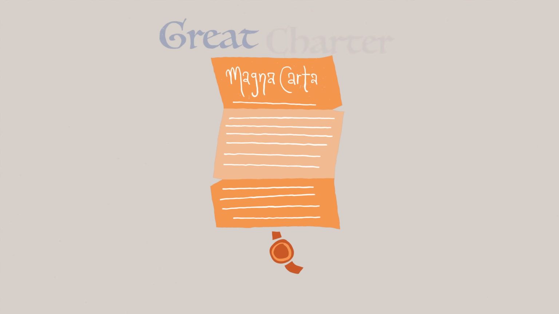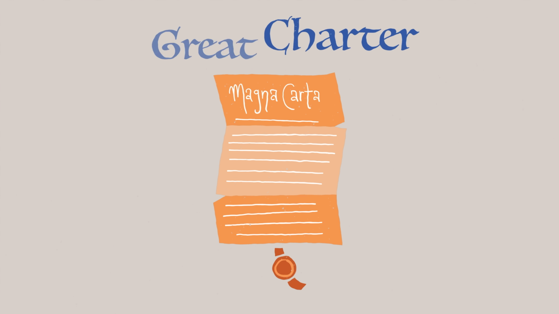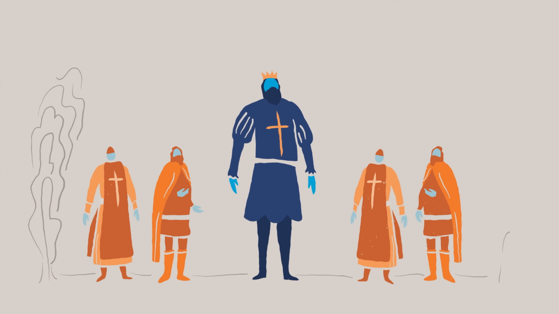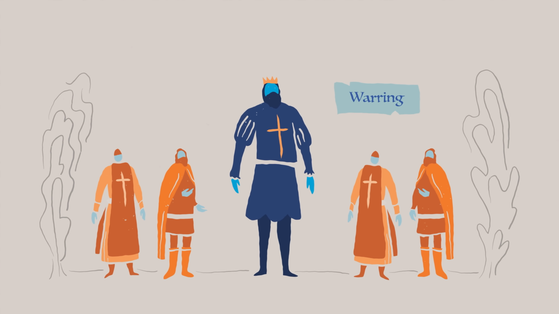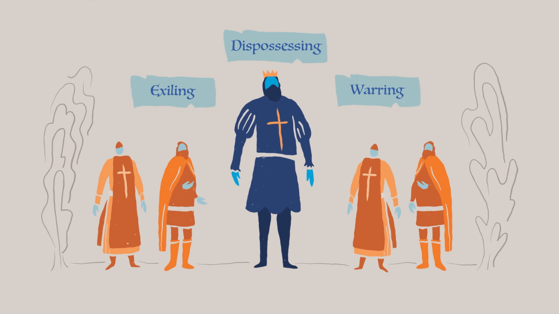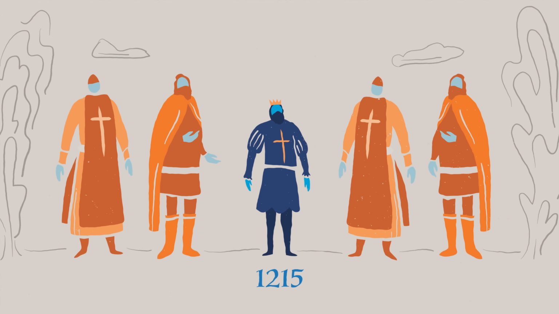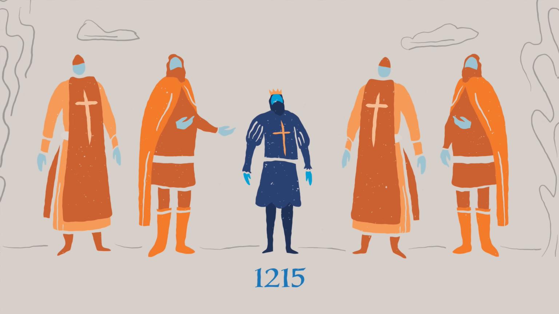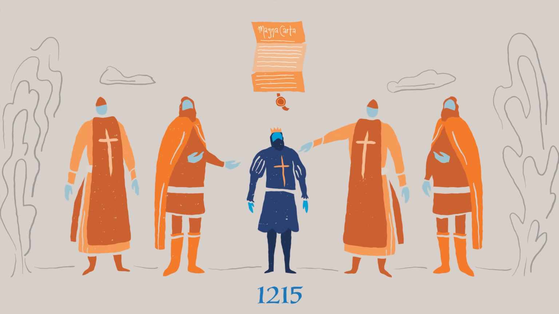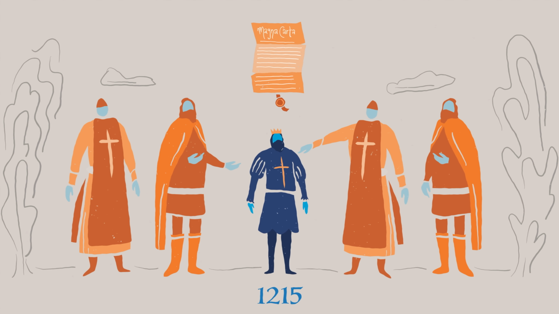Magna Carta, or the Great Charter, was intended to limit the king's power. A group of lords had rebelled against King John for practices such as warring against, dispossessing, and exiling his opponents without legal process. In 1215, the lords cornered King John at Runnymede and forced him to sign a document containing 61 articles. Later English kings reissued Magna Carta whenever they got into trouble.